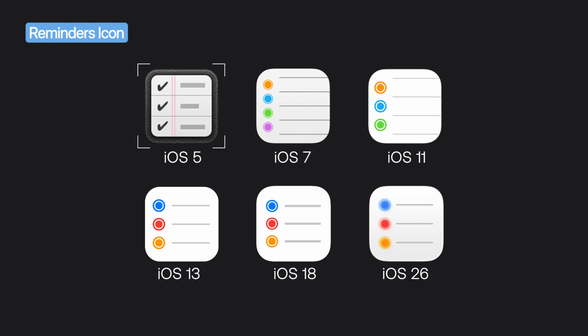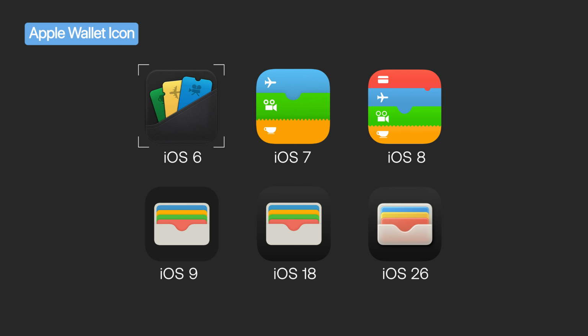The Reminders app was introduced with iOS 5 and had a notepad look with lines and a checklist symbol. iOS 7 changed the look to something simpler and more colorful, refined up until today on iOS 26. Much better now. Apple Wallet was introduced on iOS 6 and showed a pocket with various tickets. iOS 7 arranged the tickets horizontally, and starting with iOS 9, Apple added a wallet, which today is slightly transparent.